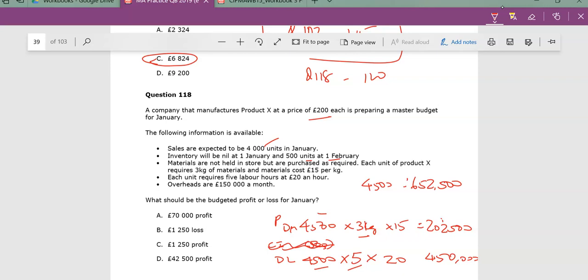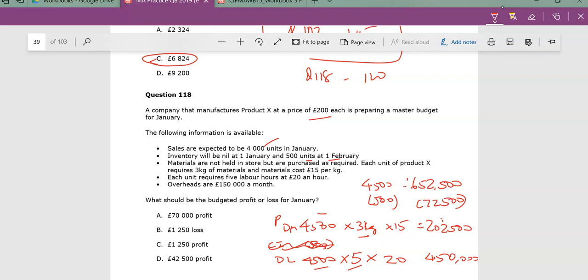So here we are. Let me just be careful. This is just for the month, right? So the overheads for the month are 150,000. So in terms of the budgeted profit for that period, we didn't sell all of this. We had closing inventory of 500, so I just need to take away 500 from this, right? Because 500 of this wasn't sold. So 500 of this stock out of 652,500 is 72,500.